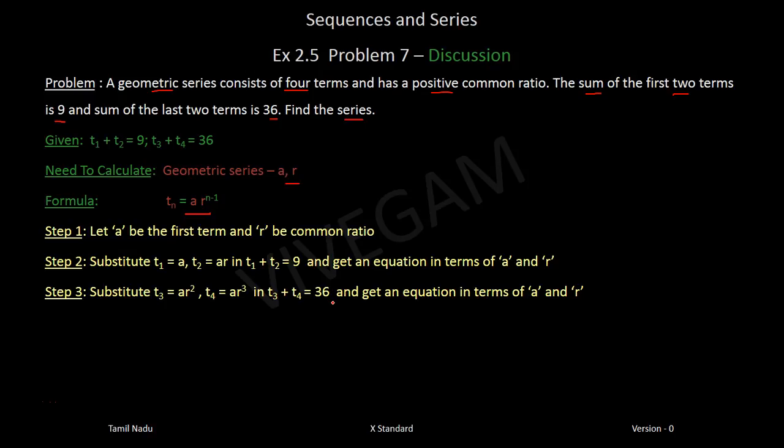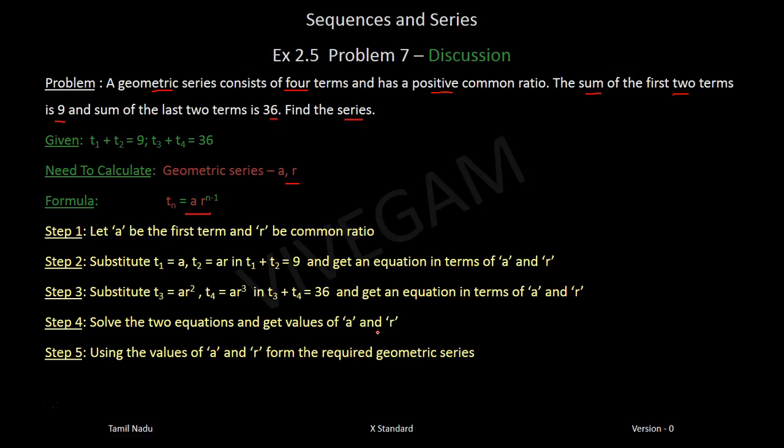So you get the second equation in terms of A and R. So we need to find a way to solve the equations which come out of step 2 and step 3 and get the values of A and R. Once you get the values of A and R, you can write the geometric series using A and R, which is A, AR, AR squared, AR cubed.